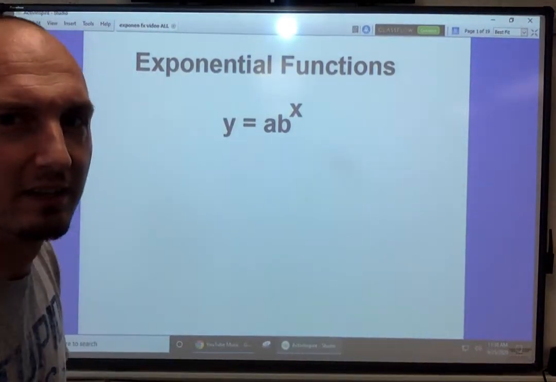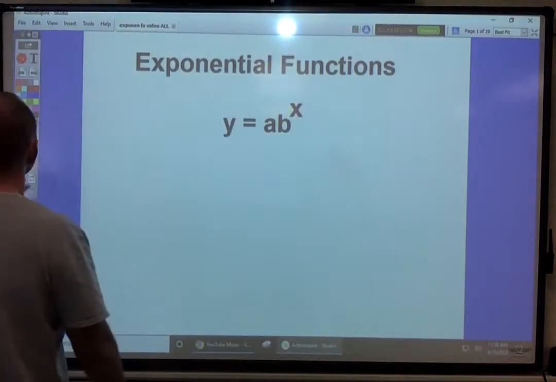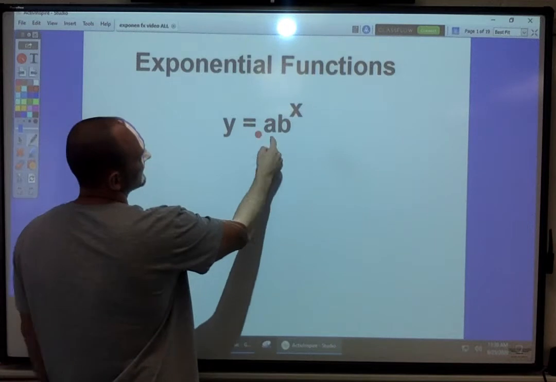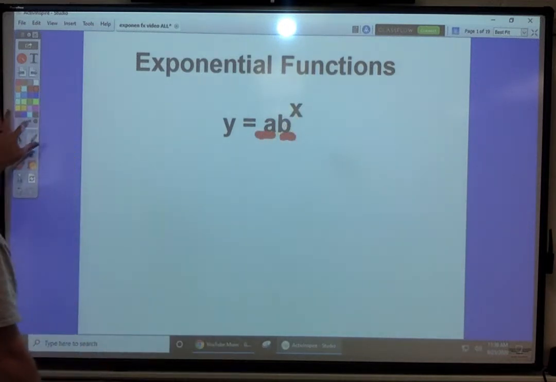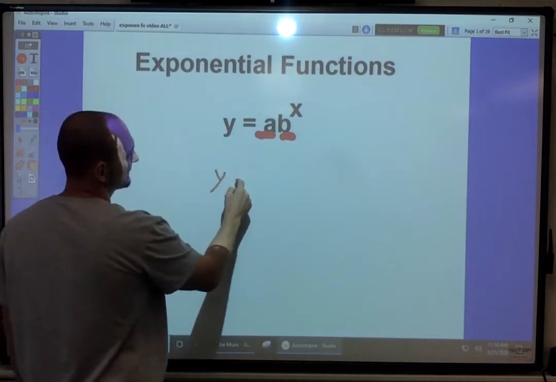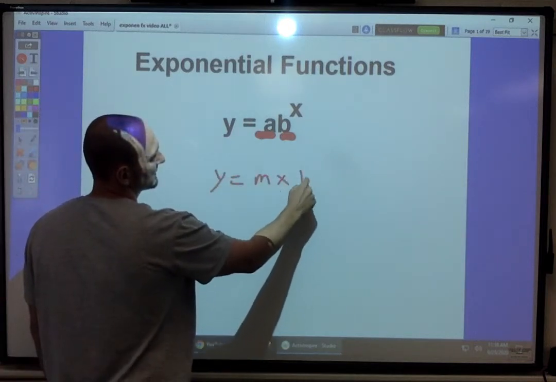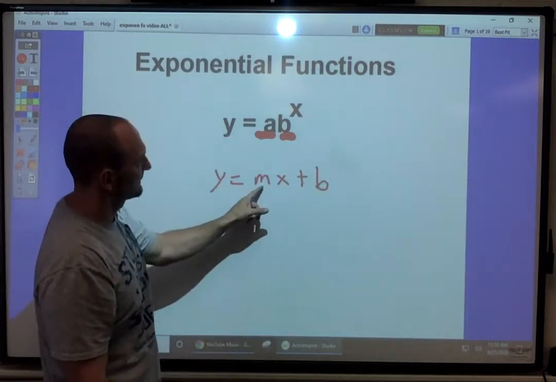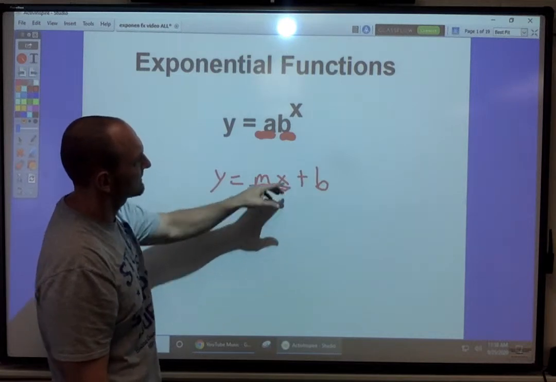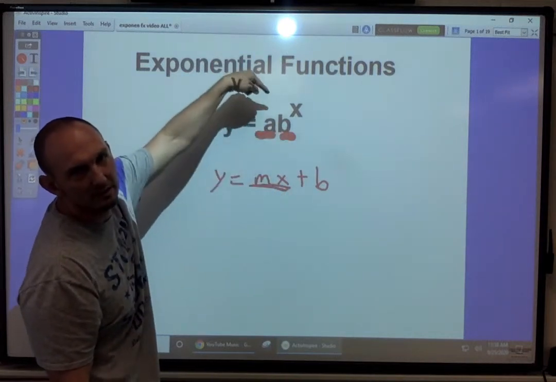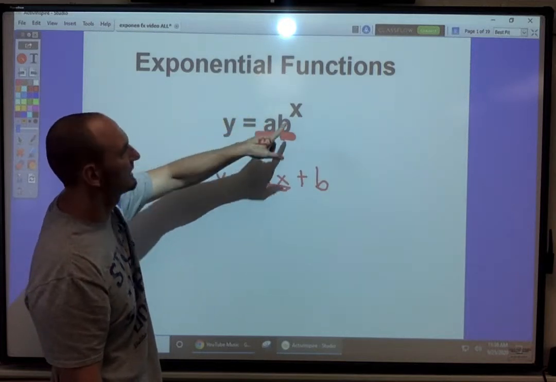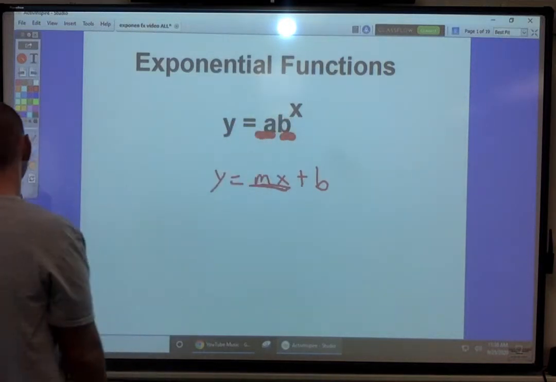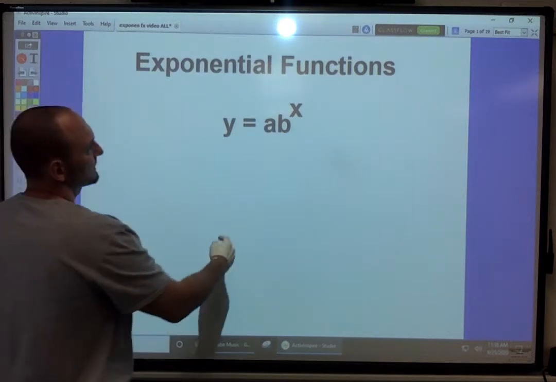All right. Exponential functions are written in the form of a b to the x power. Different from linear because linear is mx plus b. You have some number multiplying x. Here, in an exponential, x is an exponent. So that's your easy way to see if it's an exponential function. X is the exponent.